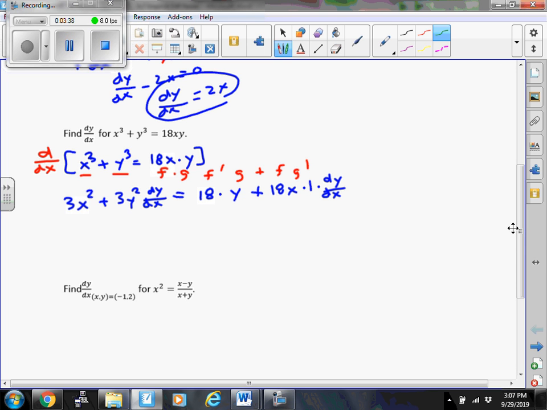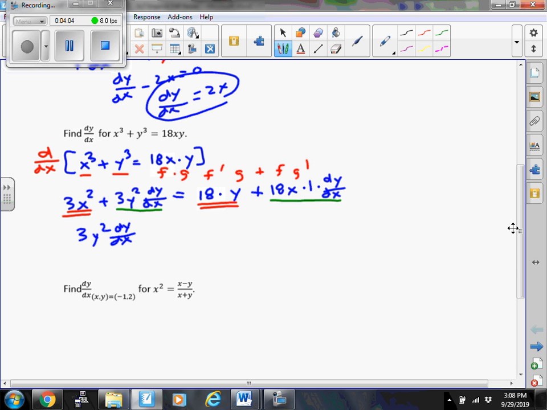Now in comes the algebra that's required. So I did the calculus, now I'm going to do algebra. My job was to find dy over dx by itself. I see two terms have the dy over dx in it. So we're going to get those on one side. The terms that do not have dy over dx in it, I'm going to keep on the right-hand side. So right now, I've got 3y squared dy over dx.